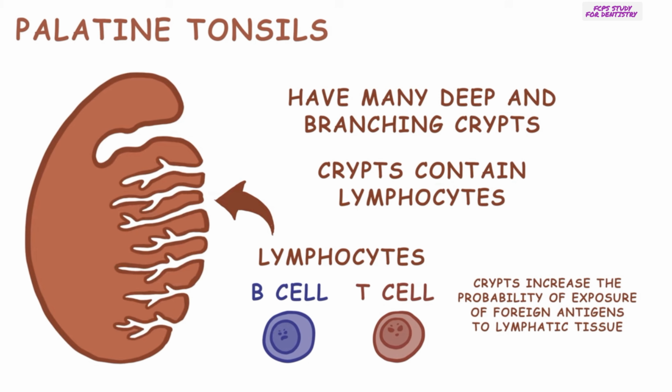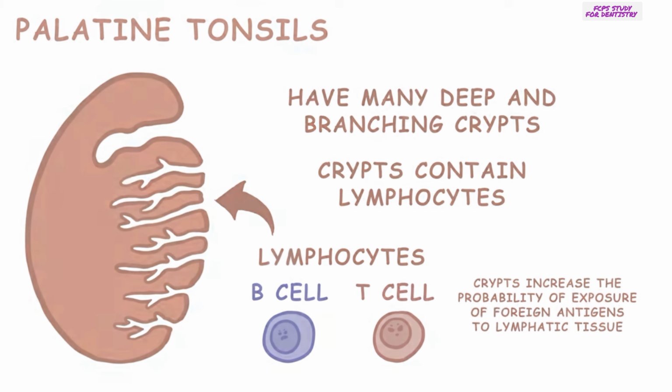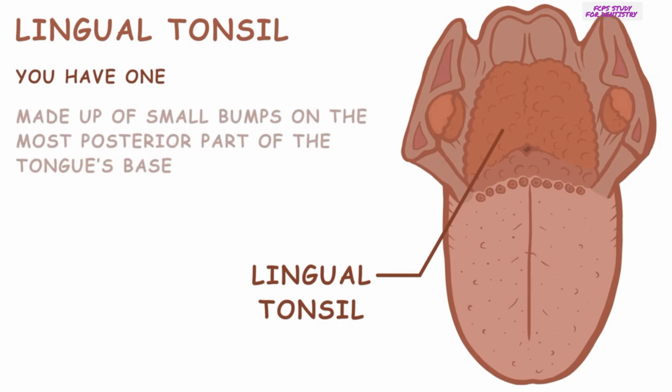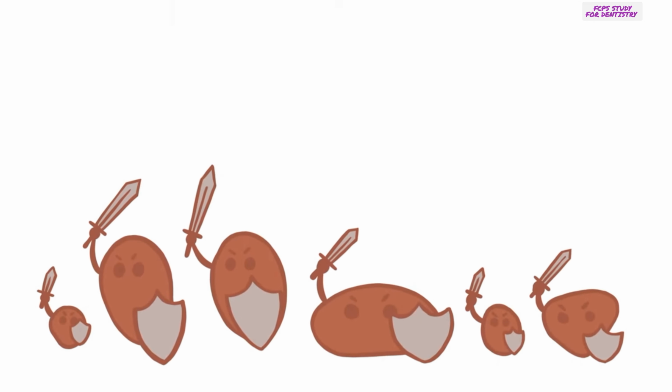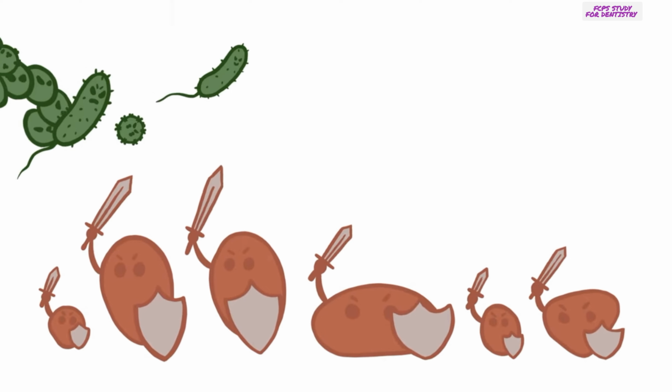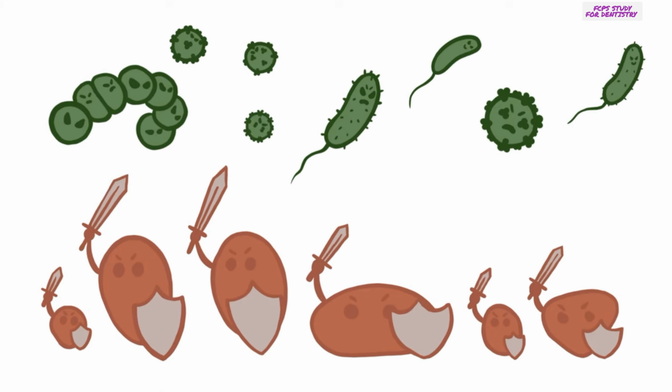you age. You have 1 lingual tonsil, made up of small bumps on the most posterior part of the tongue's base. This lymphoid tissue has a huge variety of sizes and shapes. The 4 kinds of tonsils play an immune function, serving as a first line of defense against ingested or inhaled pathogens, since they're at the gateway to our respiratory and digestive tract.